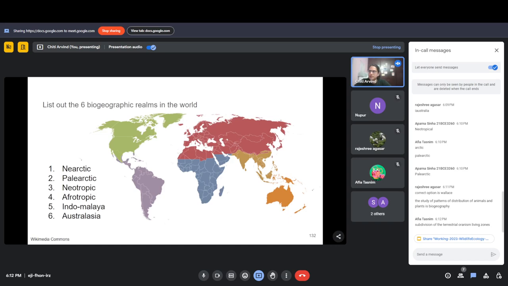Subdivision of animals on living zones. Yes, that's correct. And also, the thing is, this map that you see on the screen right now, is this the most accurate version of the biogeographic realm, or is there another correct option? So I think Rajshri was saying that the correct option is Wallace's system.